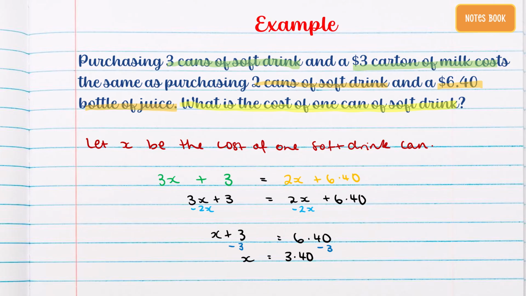Then our last step, we're just going to write that out. So the cost of one soft drink can is $3.40. Okay, so make sure that you actually write out your response using words.